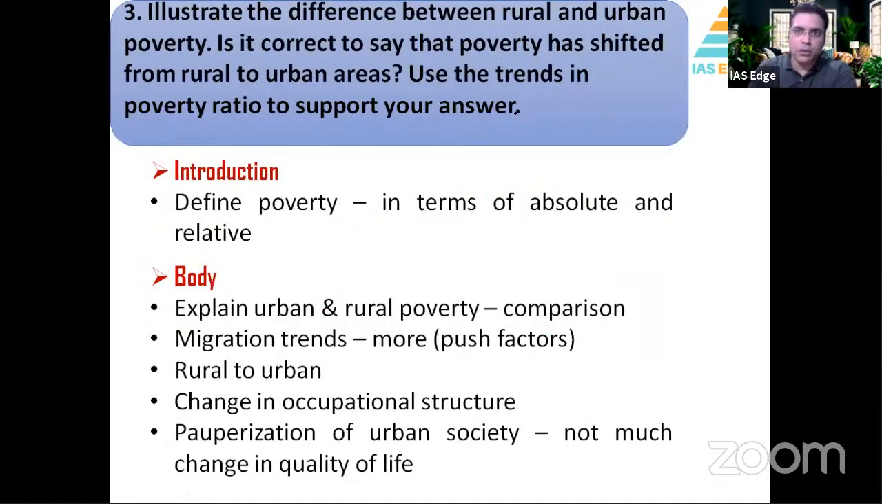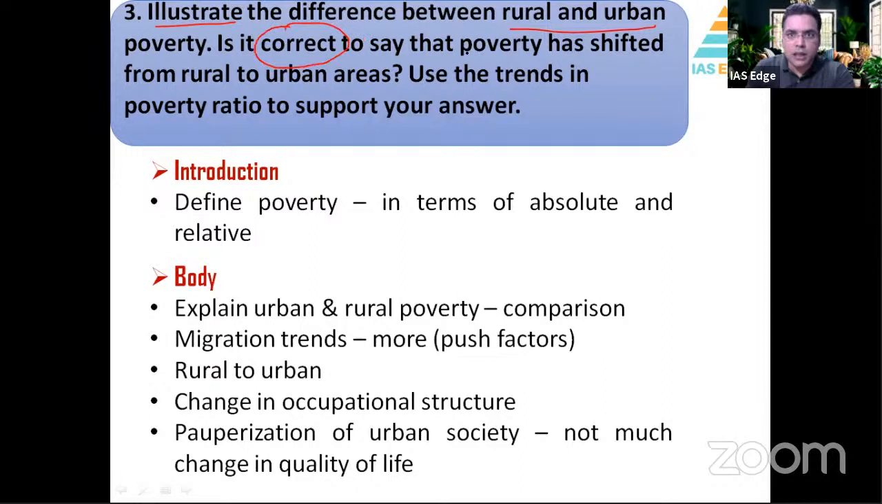Now let me tell you about this answer, and what this question is about. It is a very big question. It is a typical mains question, and I'll tell you how to write and how to think about this question. Illustrate the difference between rural and urban poverty.